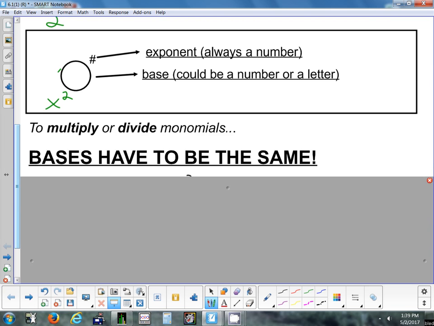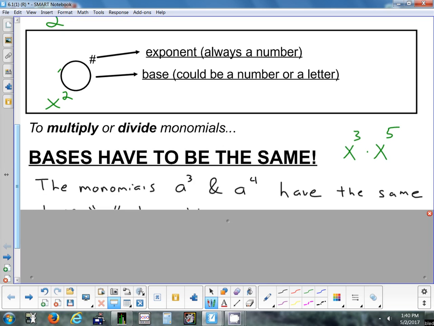Okay? So on the notes where it says to multiply and divide monomials, you gotta write bases have to be the same. So for example, you could take something like this and combine it with something like that. Why? The bases are the same. Kind of like what we demonstrated, guys. It's similar to combining like terms. Right, you look and see if those bases are the same, but it's going to work a little differently.